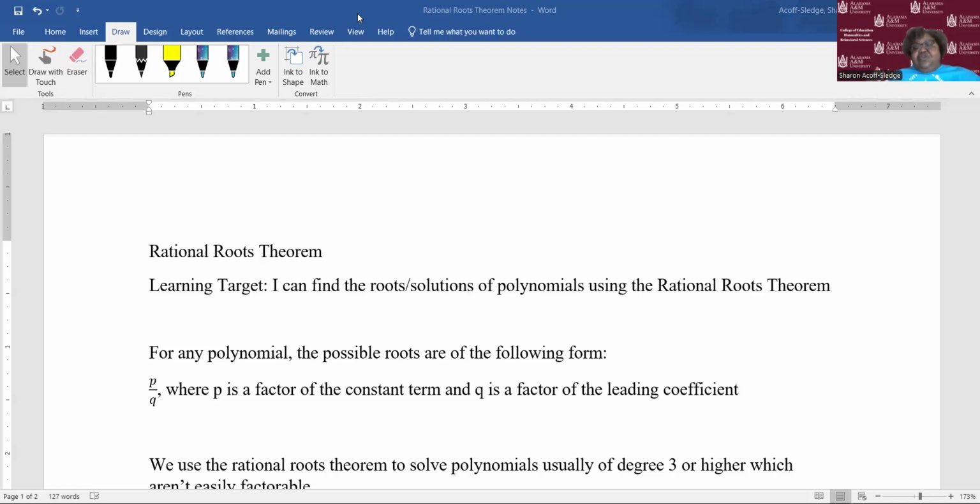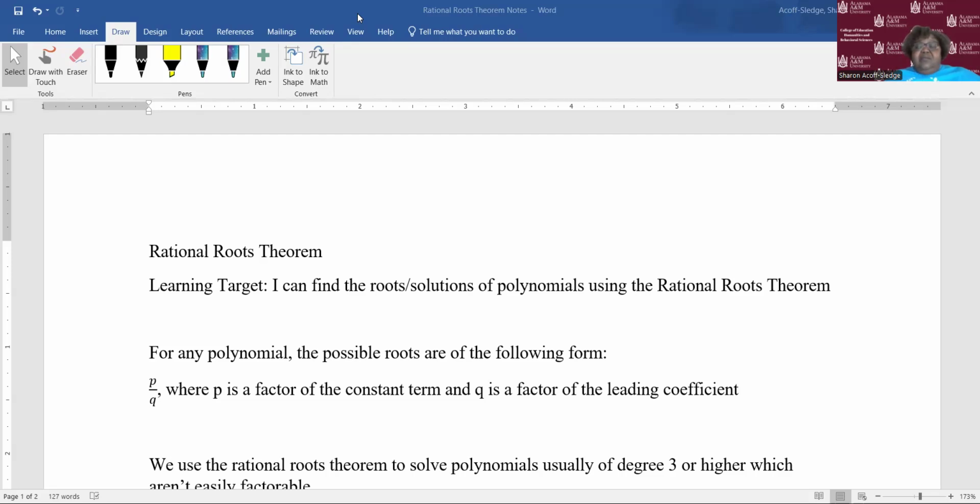The rational roots theorem is a way to make some educated guesses at what your possible roots are. So if I have a polynomial to the degree of 4, the highest degree of 4, to the fourth power, then I have 4 roots, both real and imaginary. So that's what we use it for.